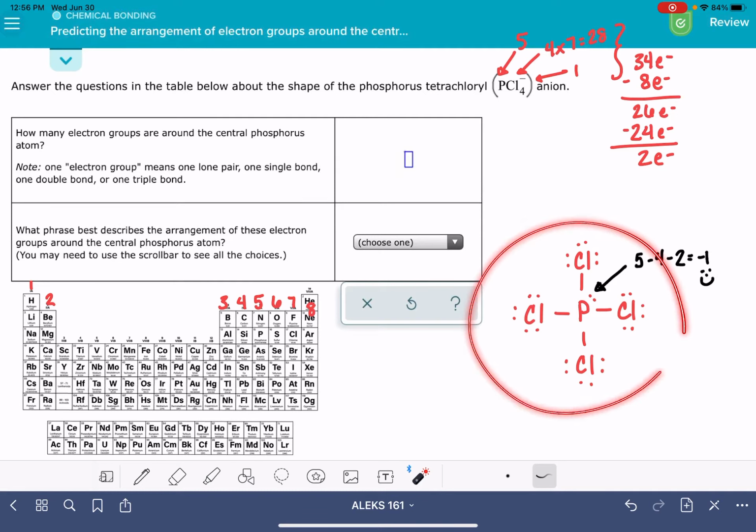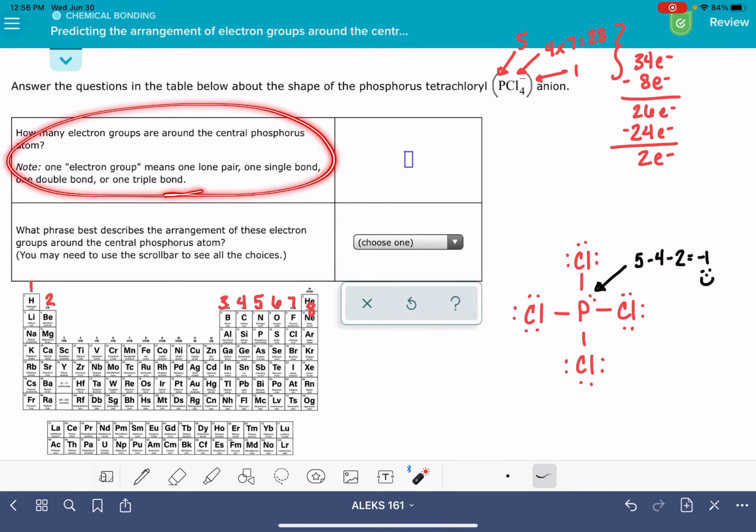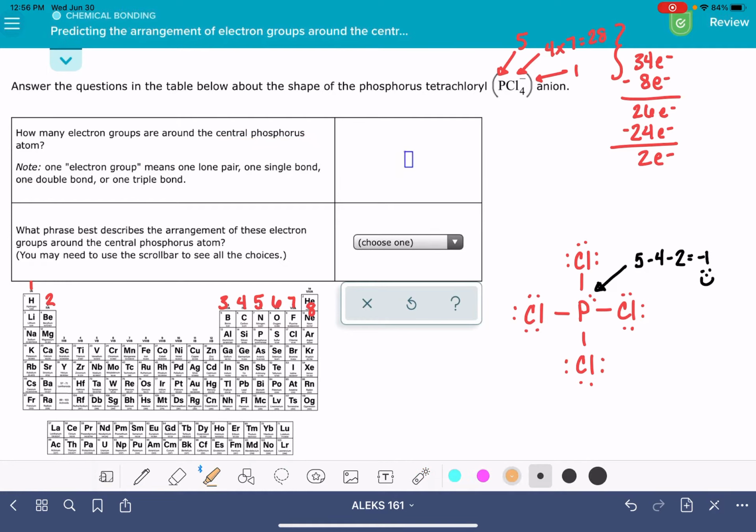So now that we have our Lewis structure drawn, we need to figure out how many electron groups are around the central phosphorus atom. Electron group is referring to a lone pair or a bond, whether it's a single bond, a double bond, a triple bond, it doesn't matter. So for our phosphorus, we have 1, 2, 3, 4, 5 groups of electrons.